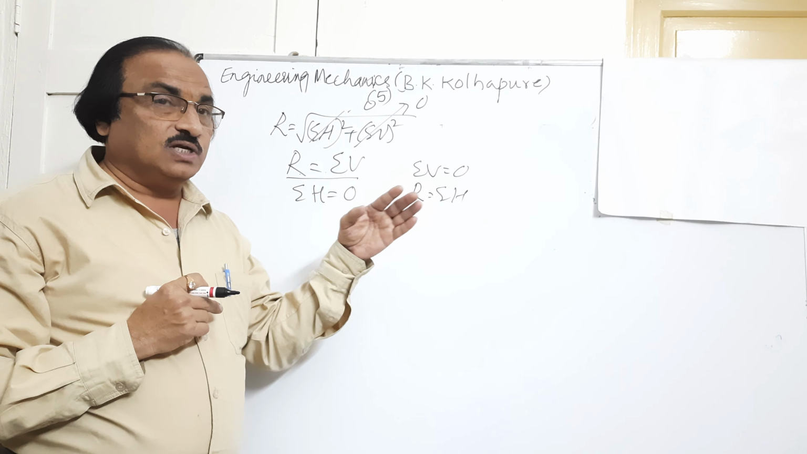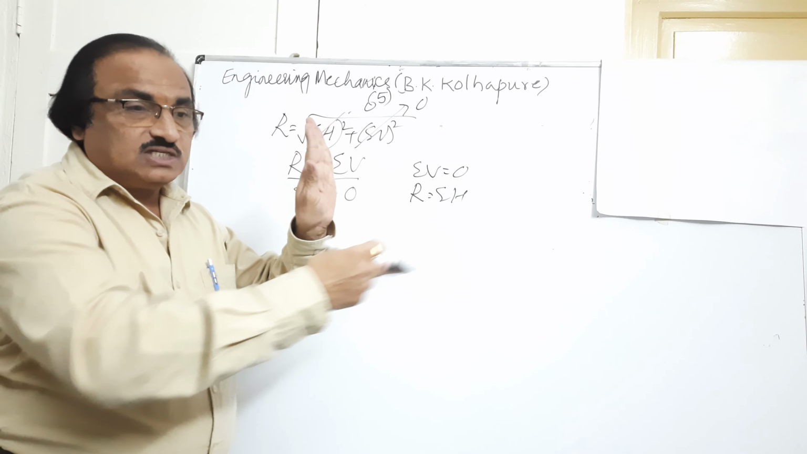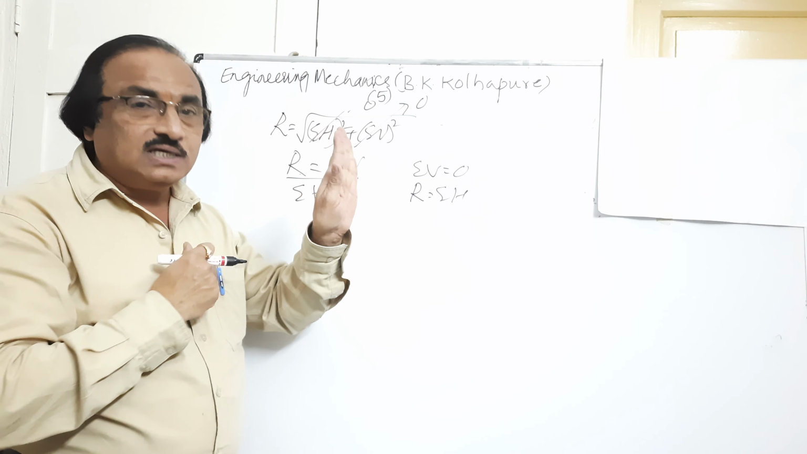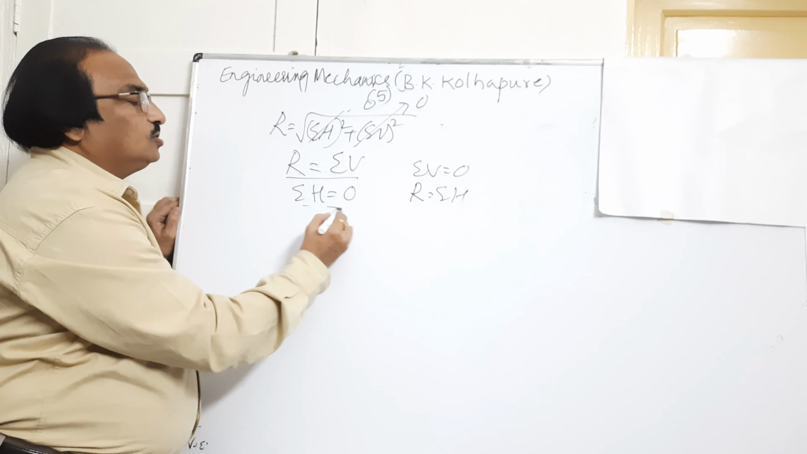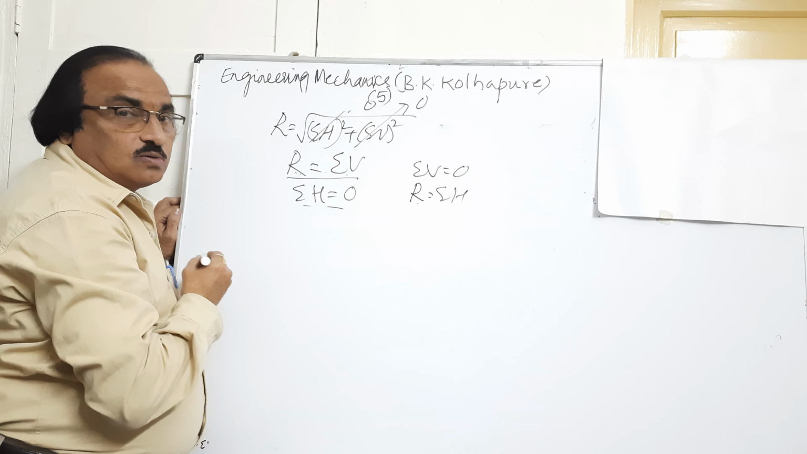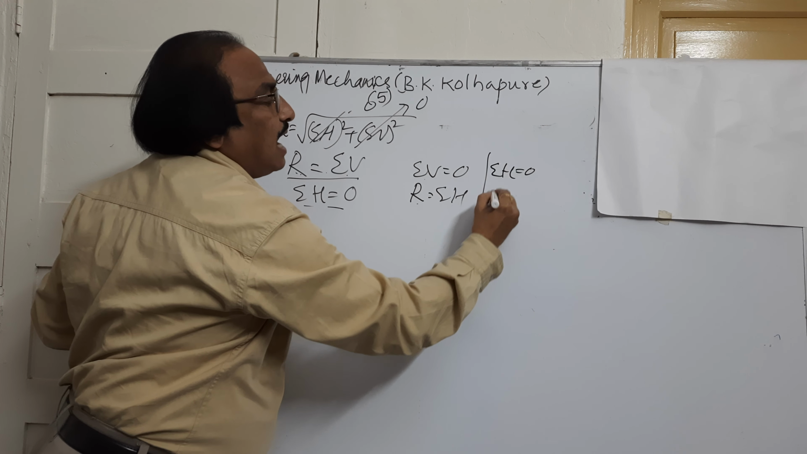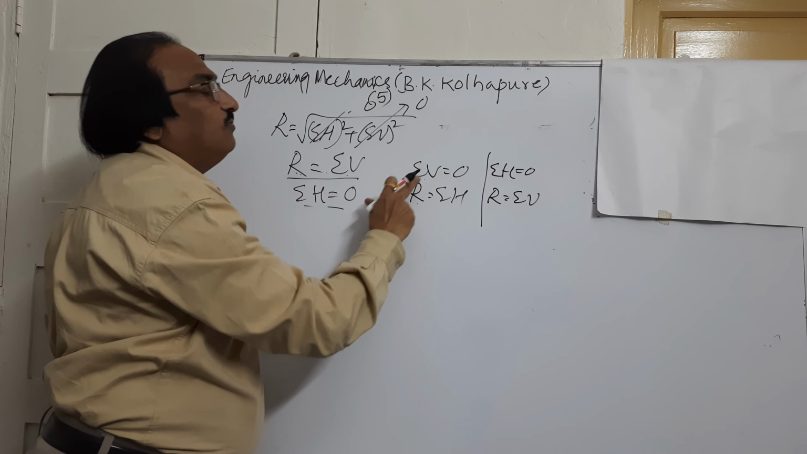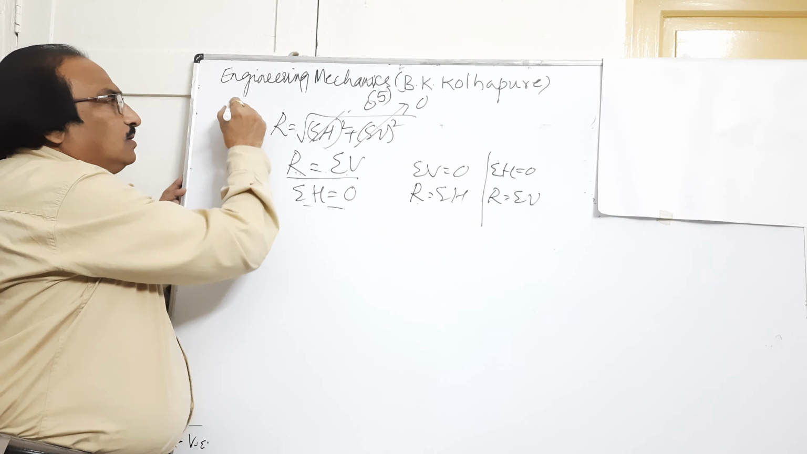So you get such problems. If I say the resultant is acting horizontal, then sigma H is there and sigma V will be 0. If the resultant is acting vertical, that means sigma H will be 0 and only sigma V will be there. So you have to remember this. If sigma H is 0, R is equal to sigma V, or if sigma V is 0, R is equal to sigma H. If one is 0, the other one will be the resultant. This is one note you can note down.